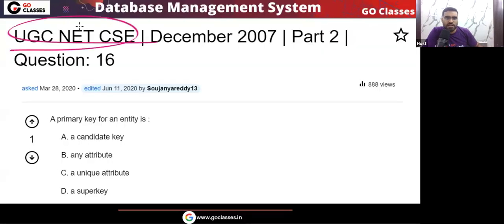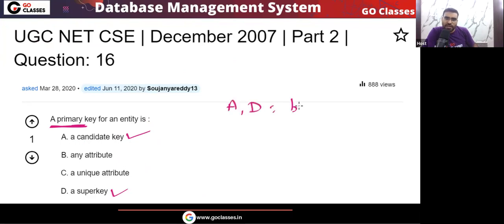Let's solve this UGC NET December 2007 question. A primary key for an entity is a primary key, that is a candidate key. Primary key is a candidate key. Every candidate key is a super key. Actually, this is also correct. But what is the better choice? Option A, D both correct.